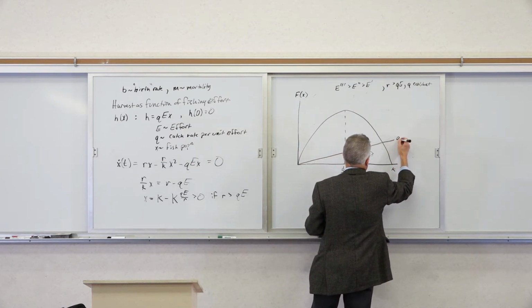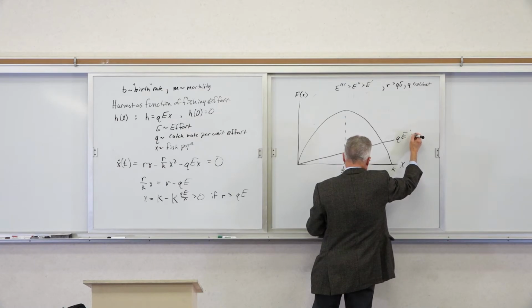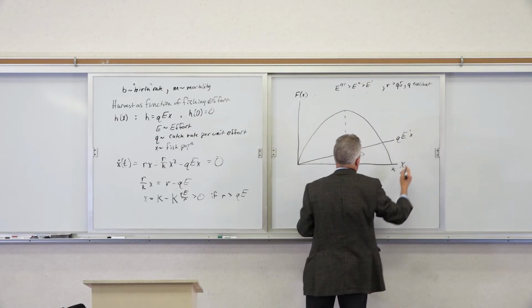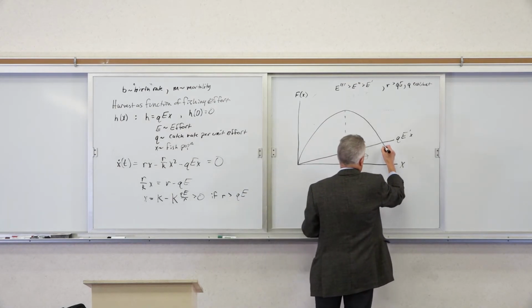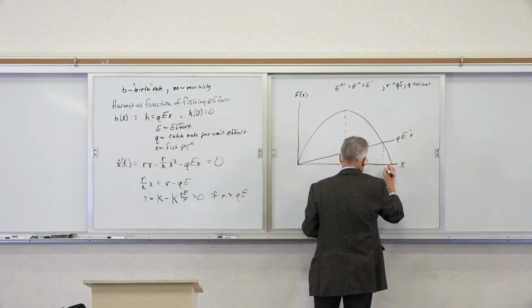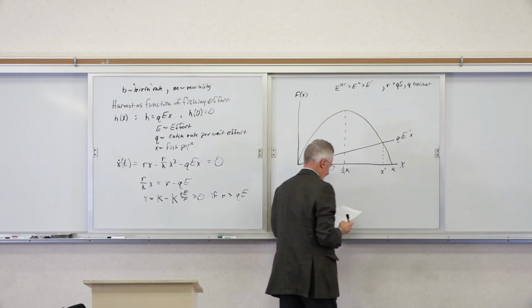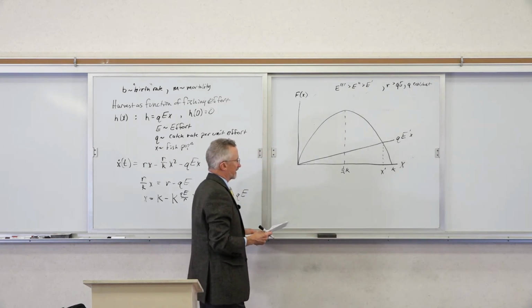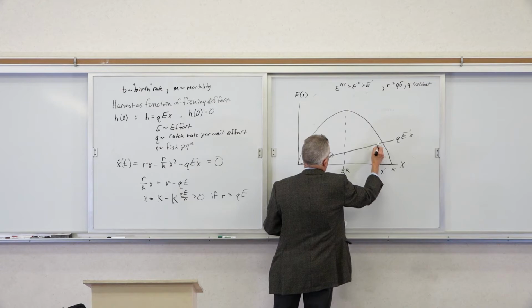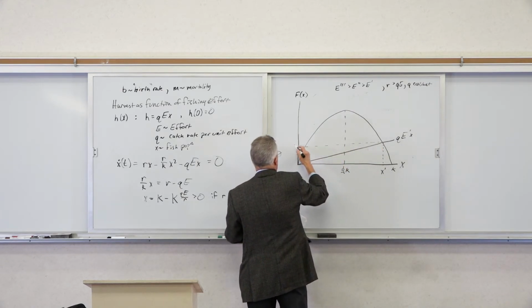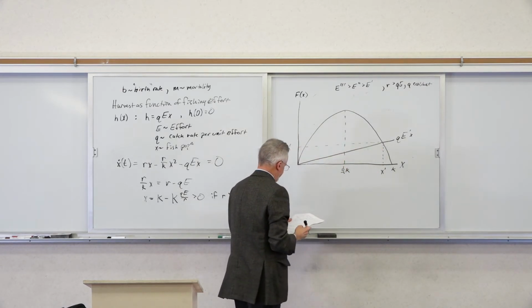And we'll call that one Q E prime X. And so that level of effort gives us, just call it X prime, population. Great. And H prime is our harvest.